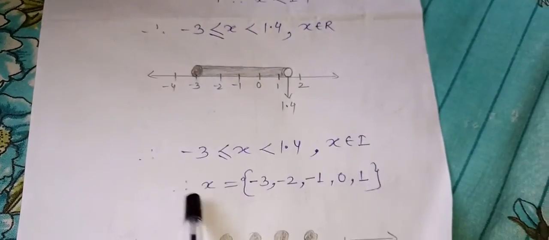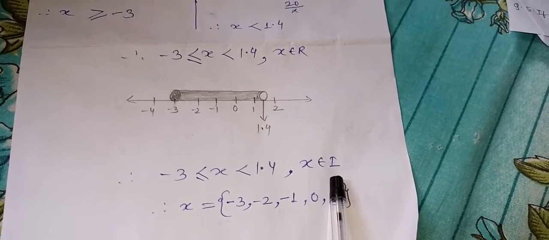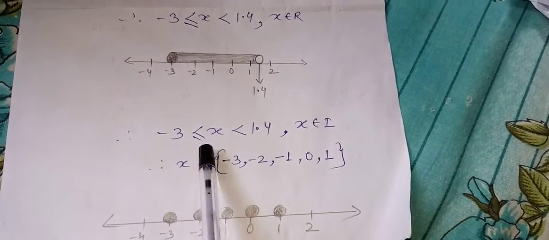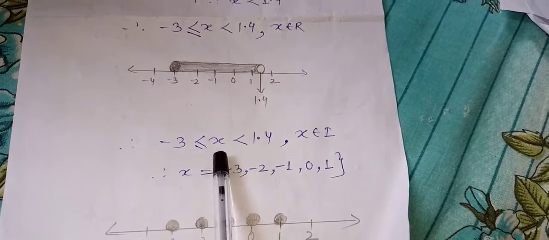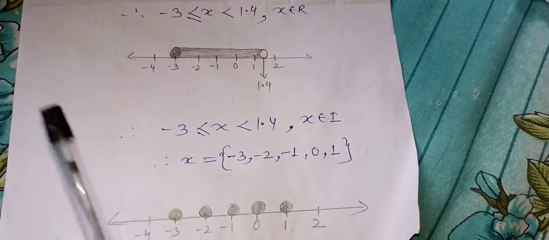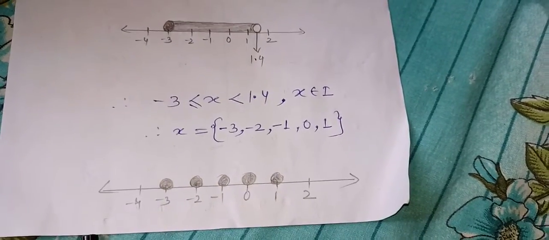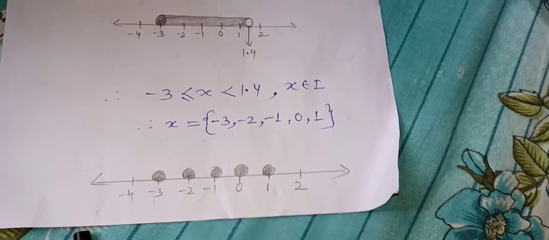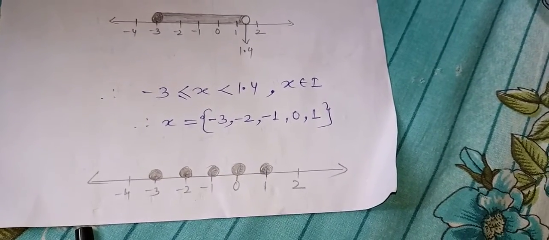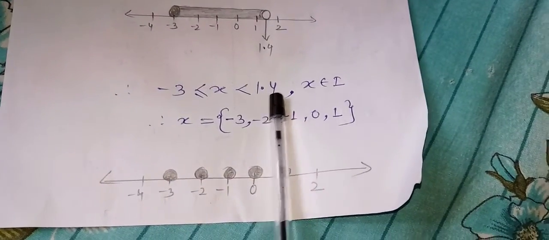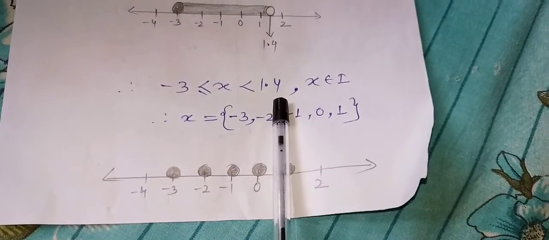Now the same solution set, same thing. Here I am repeating, but here x belongs to I. So minus 3 is less than or equal to x, less than 1.4, and here x belongs to I, which means integers. Integer means I have to take all positive and negative values, but I cannot take decimal values. I mean to say 1.4 cannot be taken. An integer cannot be a decimal number.